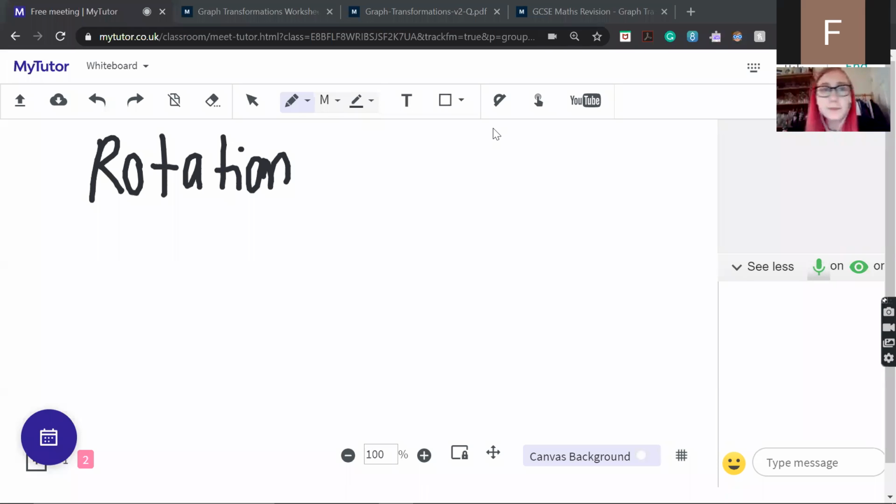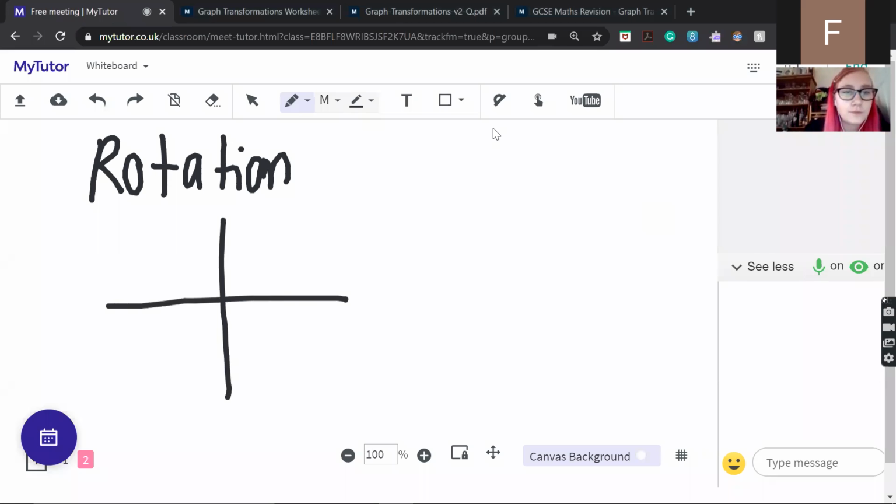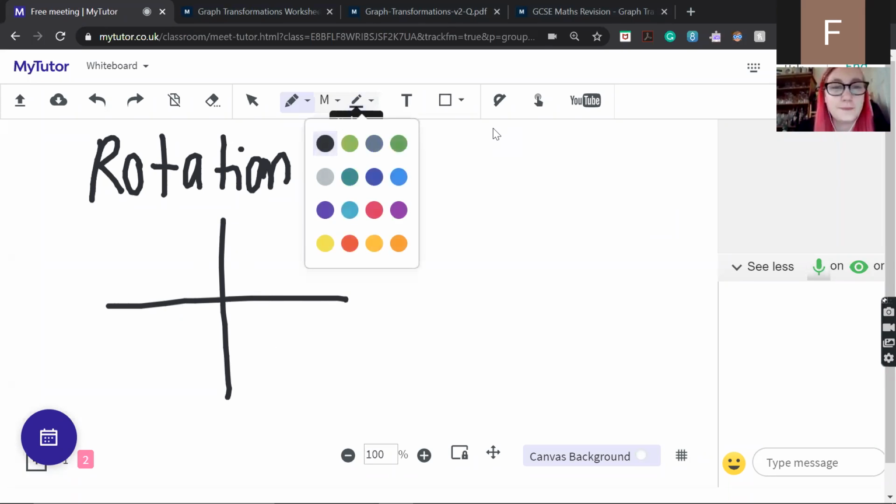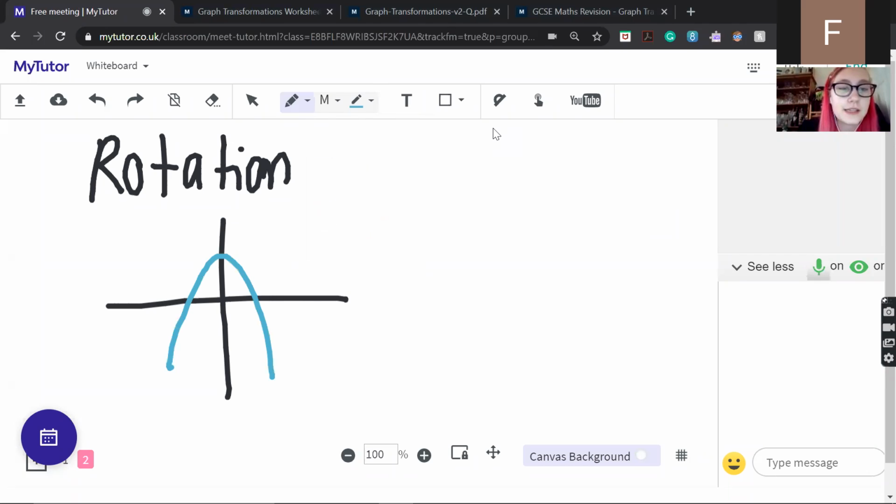So an example would be, let's take this curve. This is kind of a sketch of, in fact, I'll do it in a different color so that it stands out a bit. This is a little sketch of y equals minus x squared. It's just a negative x squared graph. So a negative quadratic, that kind of sad face shape.